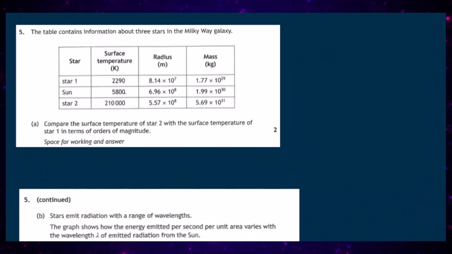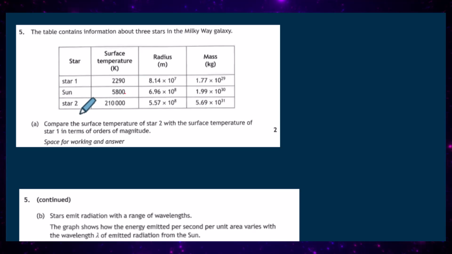Question 5 from the 2025 Higher Physics Examination from the SQA. The table contains information about 3 stars in the Milky Way galaxy. We're given a table with the star and its surface temperature in Kelvin, its radius in metres and its mass in kilograms. Part A says compare the surface temperature of star 2 with the surface temperature of star 1 in terms of orders of magnitude.